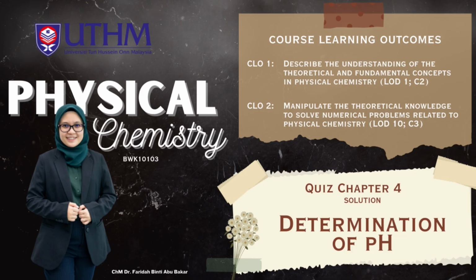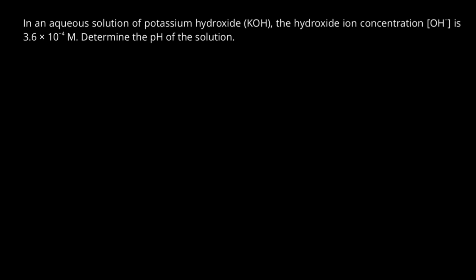This video will discuss a question on determination of pH. In an aqueous solution of potassium hydroxide, the hydroxide ion concentration is 3.6 times 10 to the power of -4 molar. Determine the pH of the solution. Alright, so for this question, since you were given the ionic concentration of the OH, instead of calculating the pH, we need to calculate the pOH beforehand.